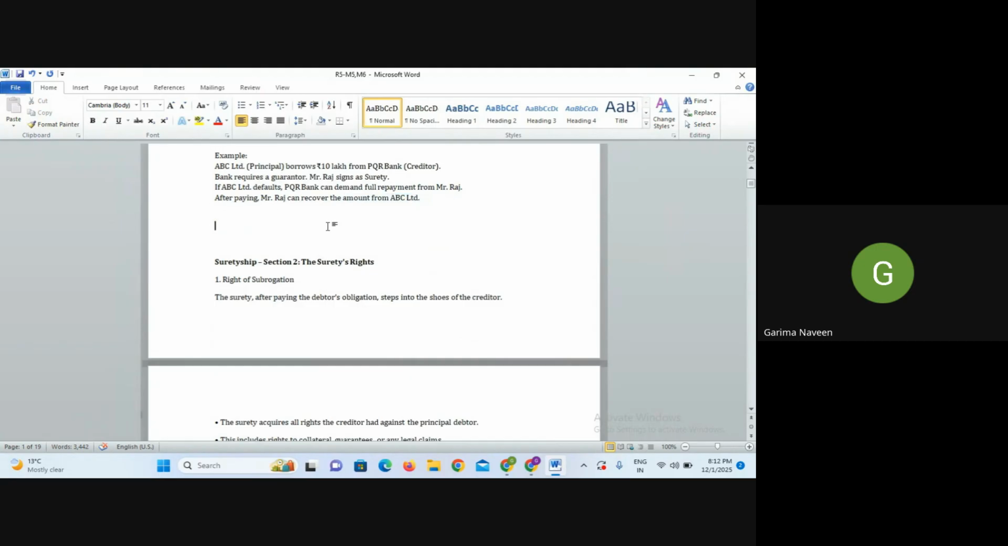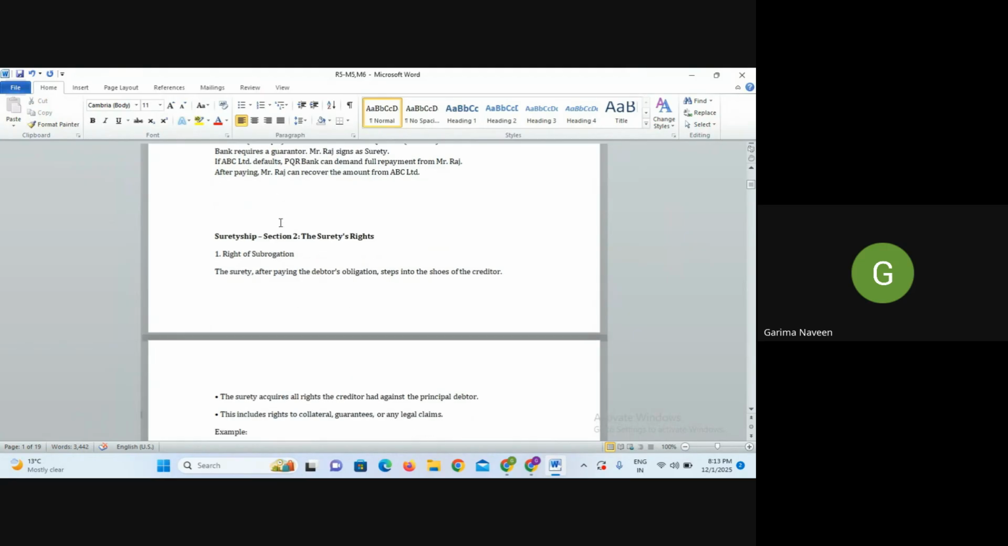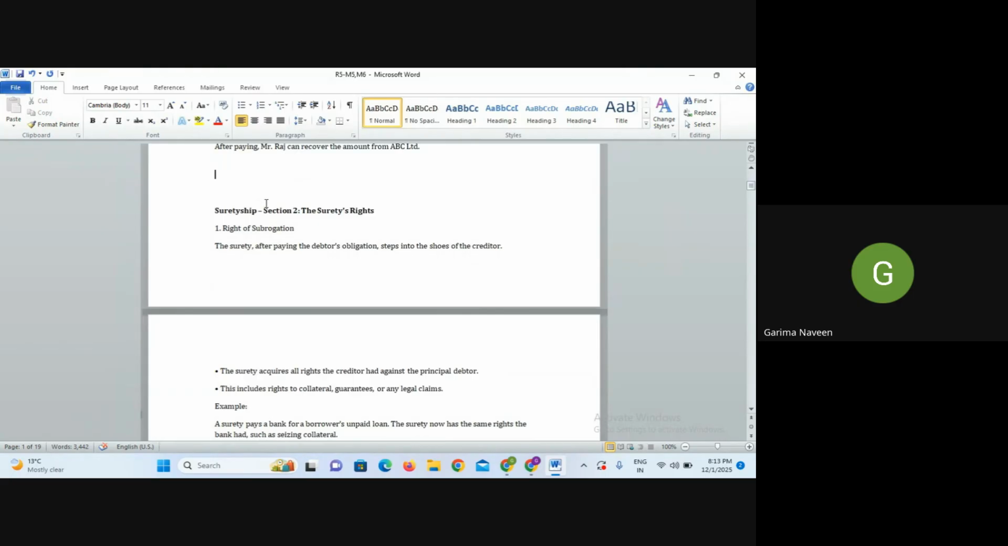Okay. So when a surety pays the amount on behalf of the principal, then he has the right to ask for repayment from the principal. That means he will come into the shoes of the creditor after he gives the payment on behalf of the principal. Any doubt till here?